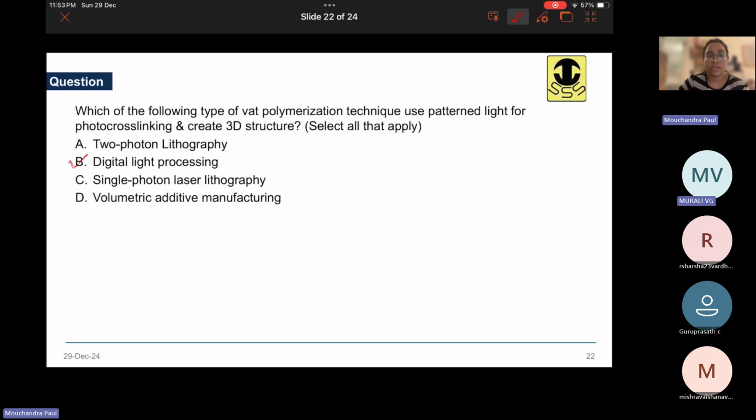No, C is not correct. C is again we use a laser point. D is correct here. Okay.